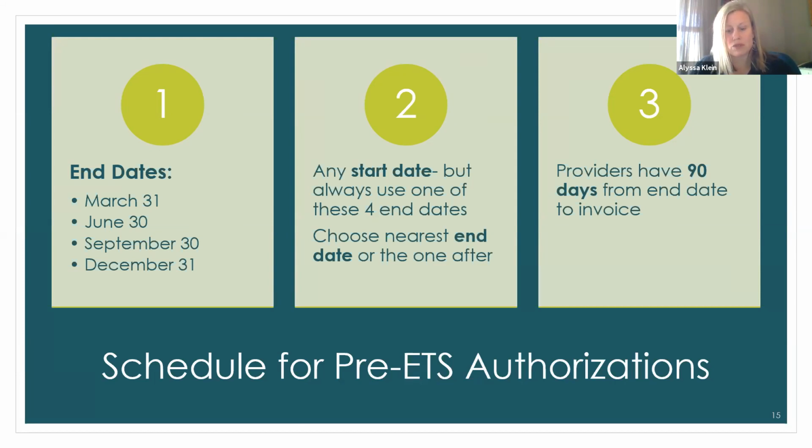We ask that when choosing the end date, you select either the nearest end date or the one after that. So as an example, let's say you are referring a student to a provider for services that will begin on December 1st. And the provider is likely going to be providing services till the end of the school year. Although December 31st is the nearest end date, you can choose March 31st, but you shouldn't choose June 30th as the end date. And then, as you'll see in box number 3, providers have 90 days from the authorization end date to invoice for the services.